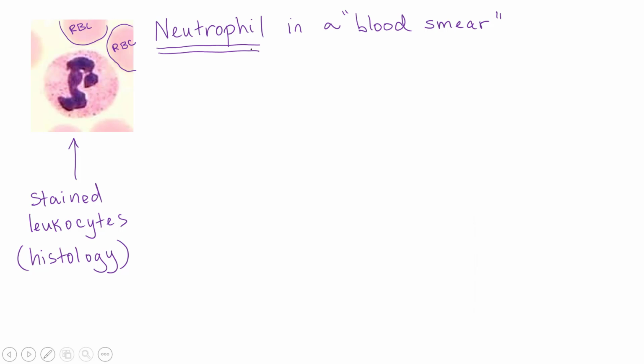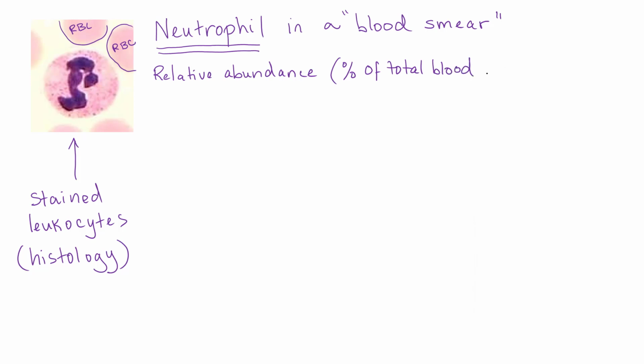So if we look at somebody's blood smear, we would expect neutrophils to have a relative abundance. And here we're going to look at percent of total blood cells, what the normal range would be. And this is 60 to 70% neutrophil.